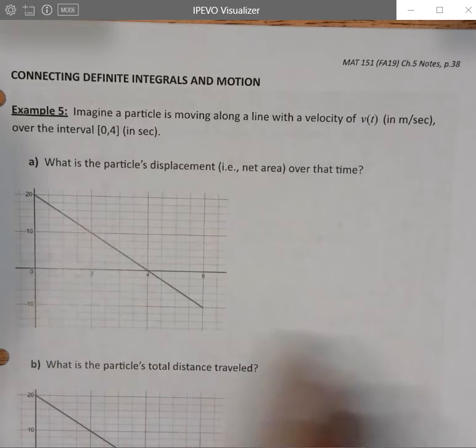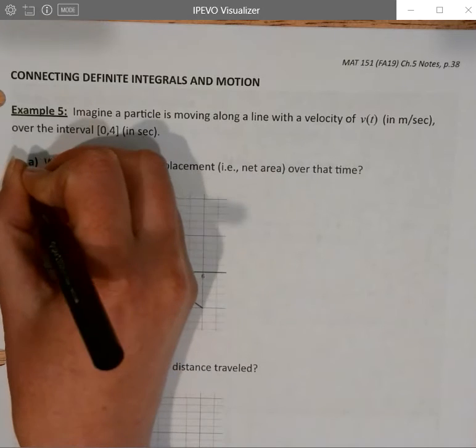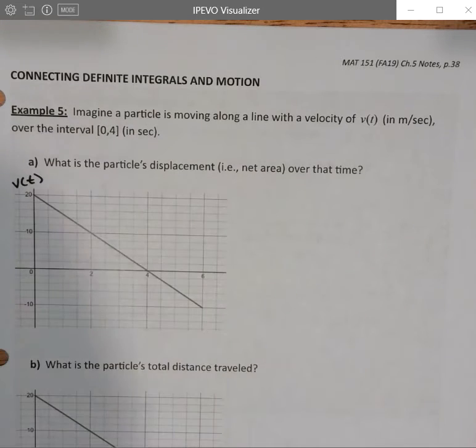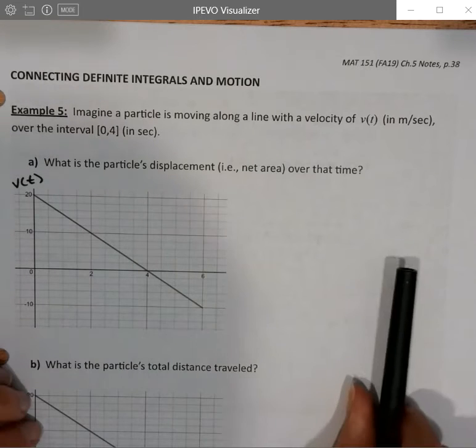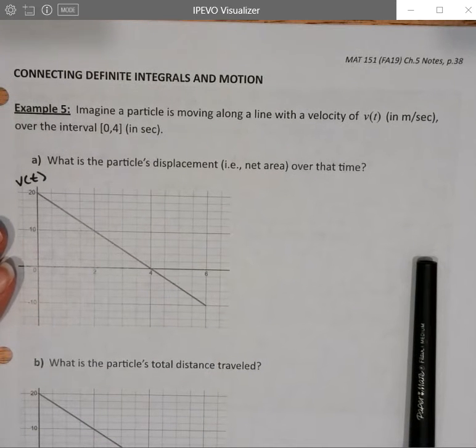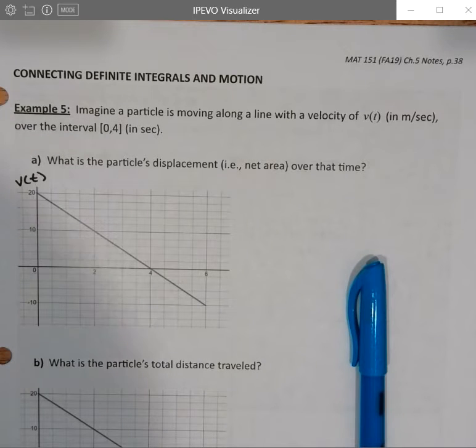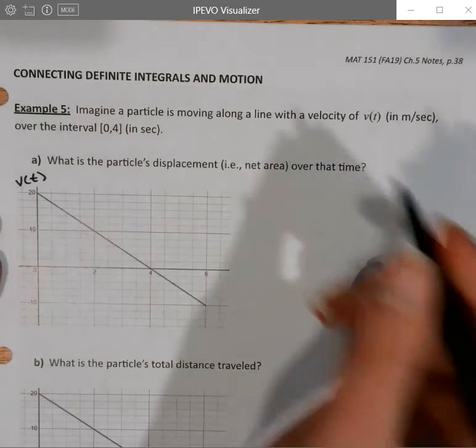So this is a picture of the velocity curve here. So I'll just label this as a v of t graph. And so the displacement is going to be the area underneath this curve from 0 to 4. Now, I am going to ignore the directions here because I don't want to do this over the interval 0 to 4. It's not going to get to the point that I want to illustrate here.